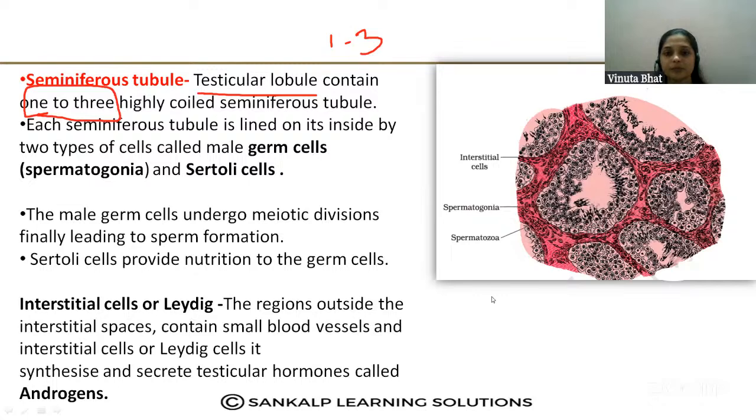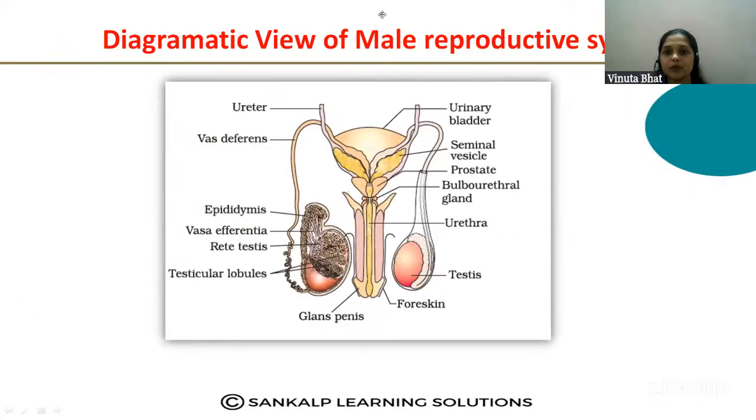Then we should learn how the accessory ducts and accessory glands help in the male reproductive system, and how they help in the transfer of the sperms from the seminiferous tubule. So this is the schematic view of the male reproductive system. This is a very important diagram for your board exam, a very important question that can be asked for 5 marks. Note this down.